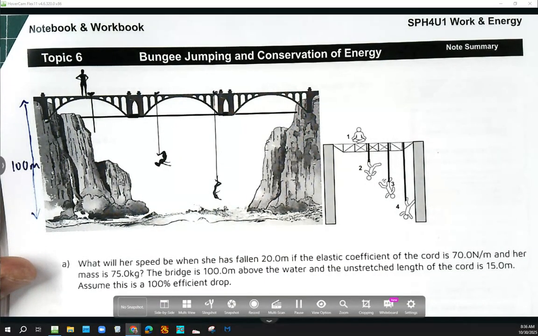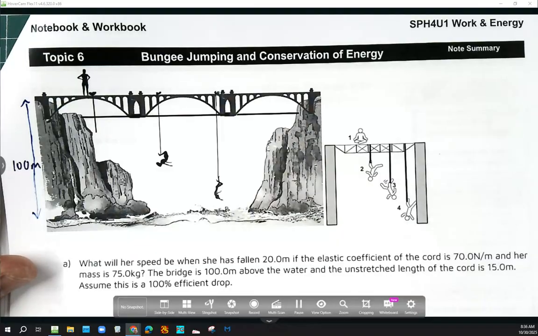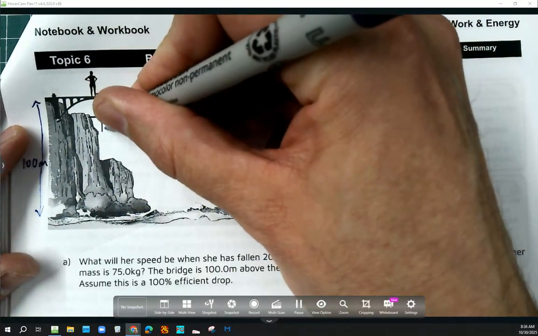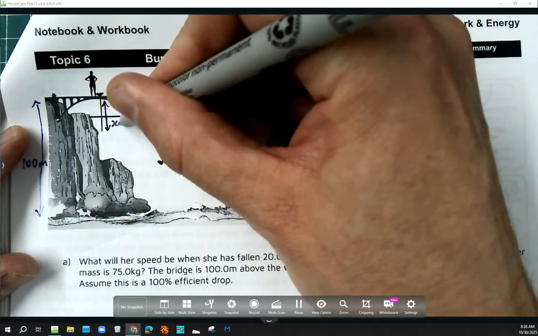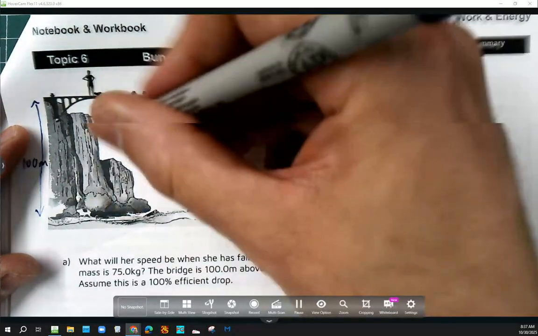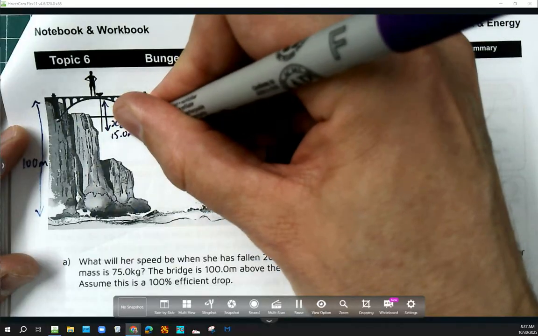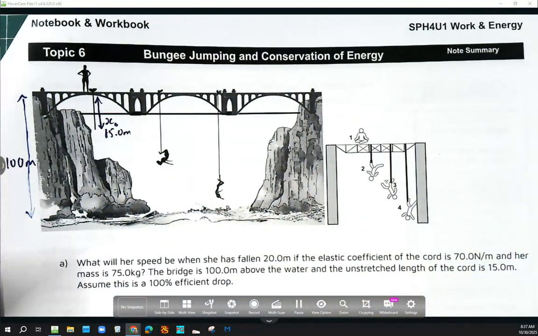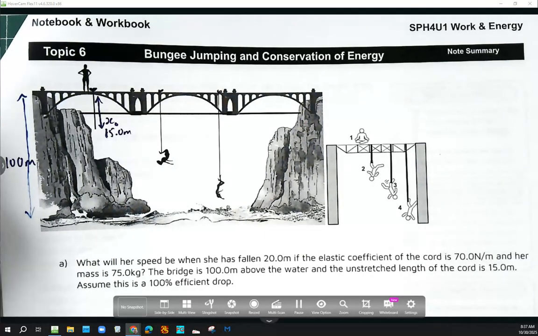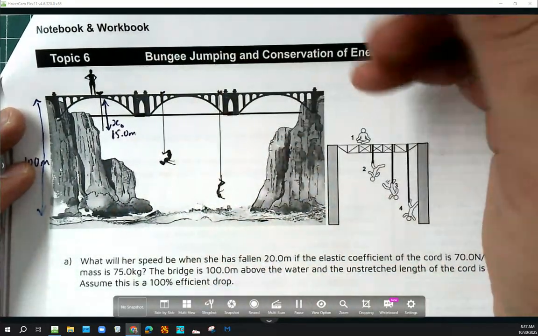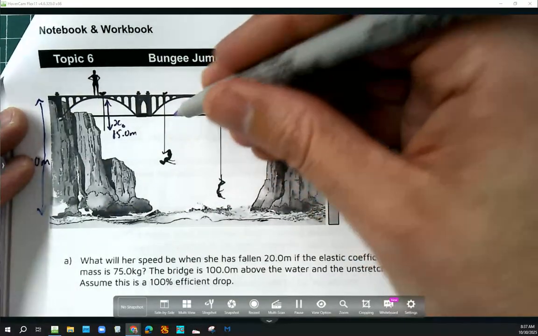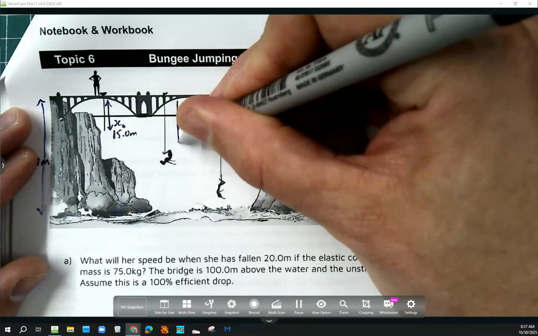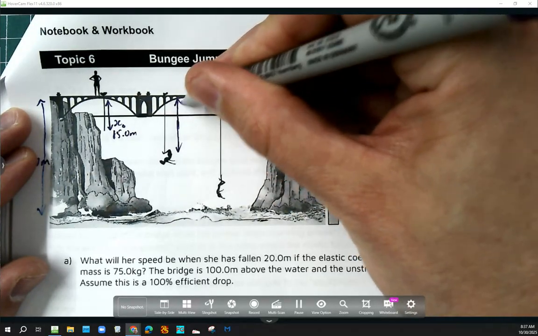And as the bungee cord just sits there, before the person ties themselves on and does their little jump, the bungee cord sits slack with an X naught value of 15.0 meters. Again, pretty long bungee cord. As this person jumps, they're going to fall down to a point 20 meters below the top of the bridge when they get to this part of the story.